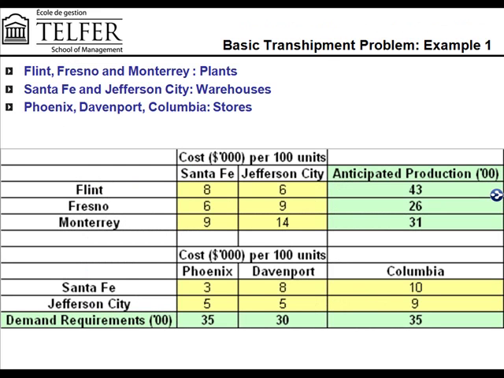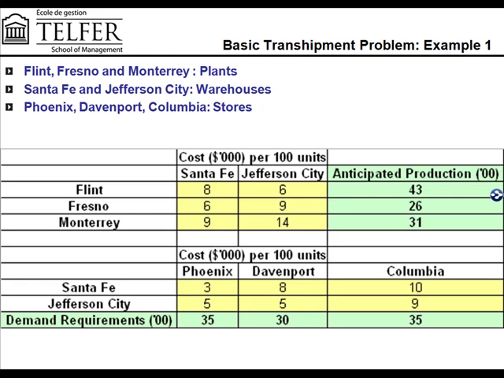So this is the example that I'm going to show you. We have 3 supply points in this case at Flint, Fresno, and Monterey. And you have 2 transshipment points at Santa Fe and Jefferson City. For your demand points, you have 3 demand points at Phoenix, Davenport, and Columbia. So those are the supply, demand, and transshipment points that you've been given.